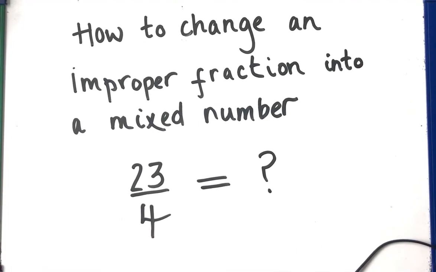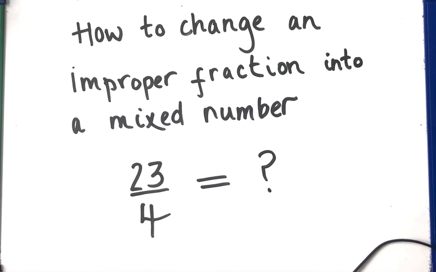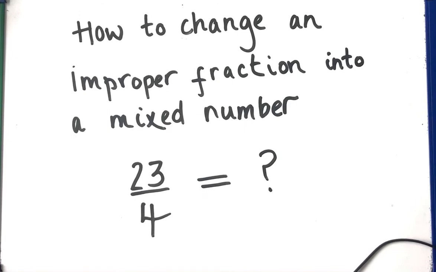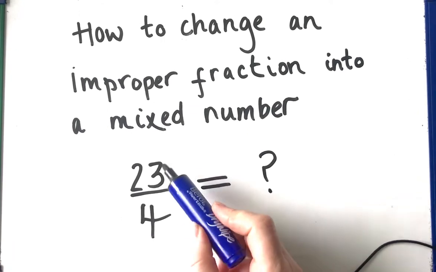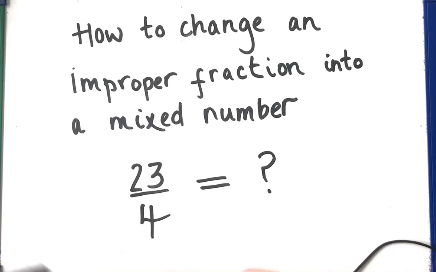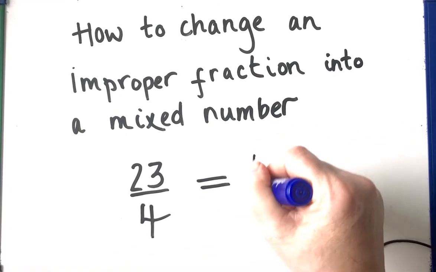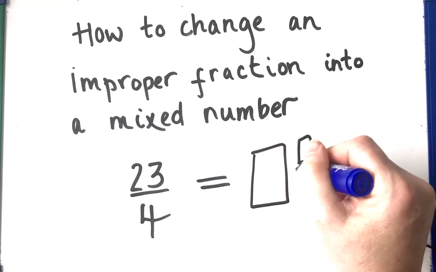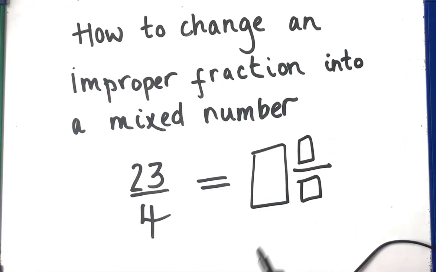Hello, this little video is going to show you how to change an improper fraction into a mixed number. An improper fraction is when the numerator is larger than the denominator, and a mixed number is a whole number and a fraction. So we're just going to fill in these little blank boxes here.